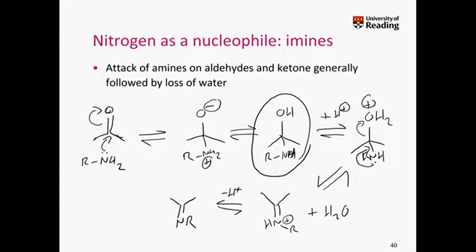And then we've set the system up to have a leaving group. So we're almost doing the reverse reaction. We're reforming a double bond. It's just this time it happens to be the nitrogen that's forming the bond, so it's a carbon-nitrogen double bond, to give us what's called an imine. And you can see that an imine is exactly like a carbonyl group, it's just not a double bond to oxygen, it's a double bond to nitrogen.